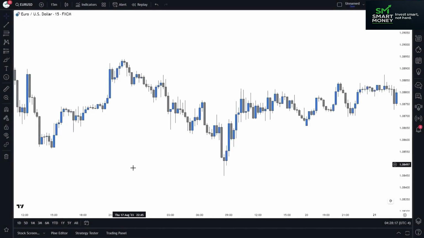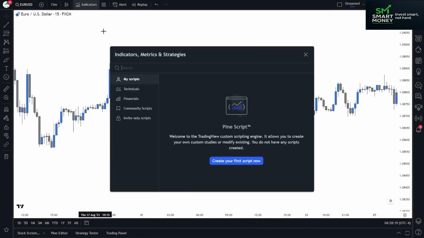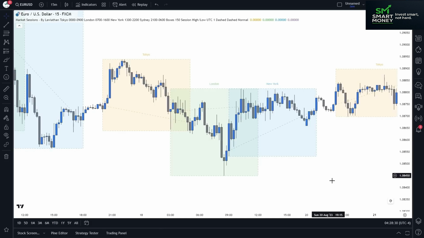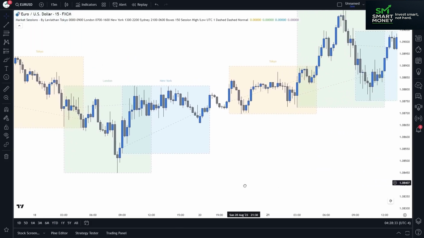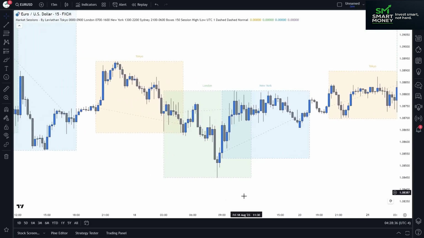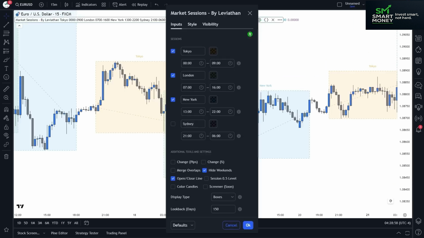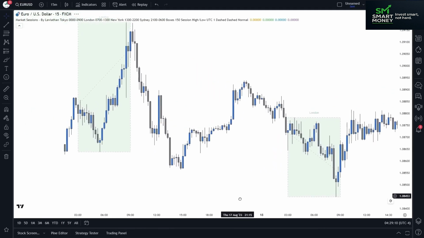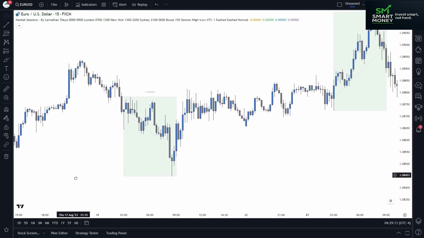Open the chart on TradingView and simply select the Indicators tab. Here, write Market Sessions and click on the indicator provided by Leviathan. This indicator shows all of the sessions, so we need to make some adjustments. In the Settings tab, first uncheck Tokyo and New York, and then change the close of the London session to 1300. Then, we are going to have our London Killzone marked on the chart.